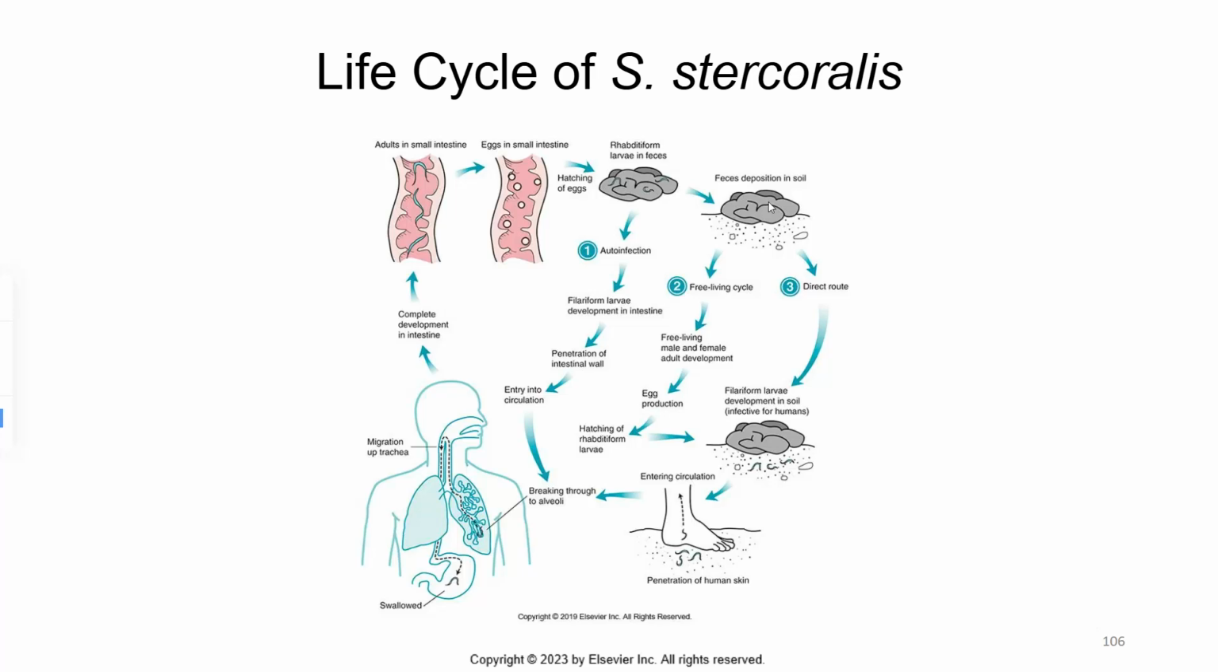If feces are deposited in the soil, you can do the direct route, where the filariform larvae develop in the soil and then enter through the skin and enter circulation that way, or the free-living cycle, where free-living male and female adult development, egg production, hatching of rhabditiform larvae occur, and then they eventually go into the filariform larvae.